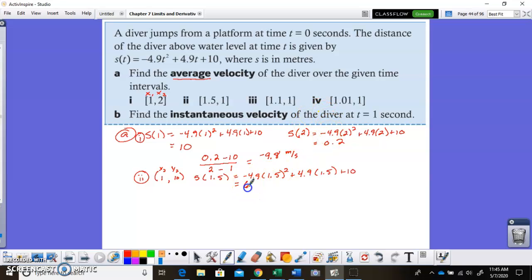6.325. Okay, so for this one, I'm getting my speed is going to be 6.325 minus, oops, I'm doing that backwards, aren't I? That's my 1. I want my 1 first.